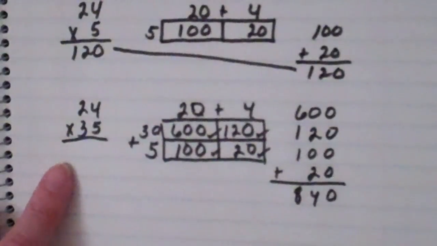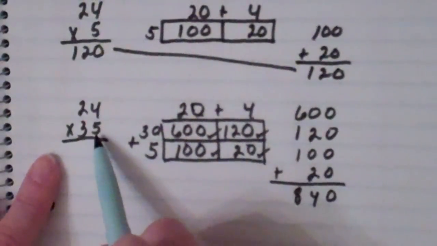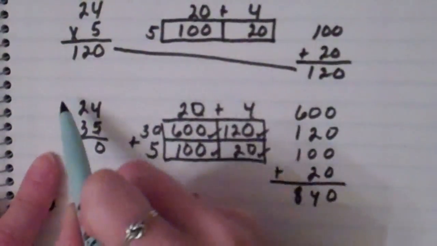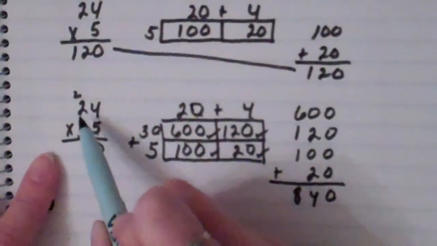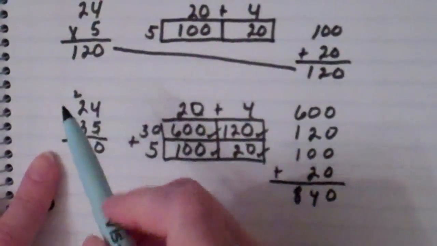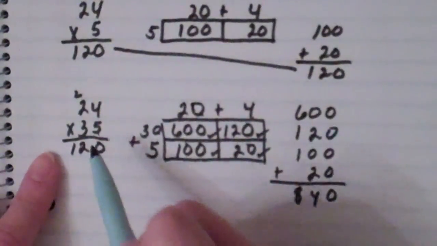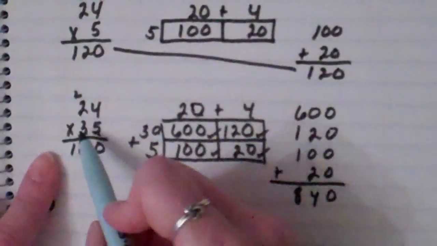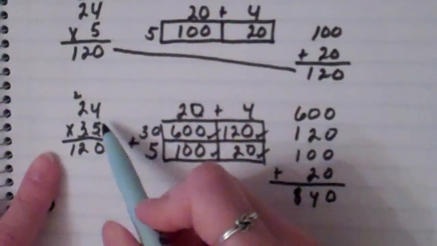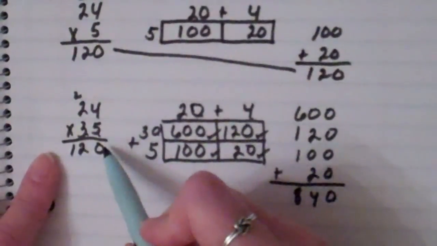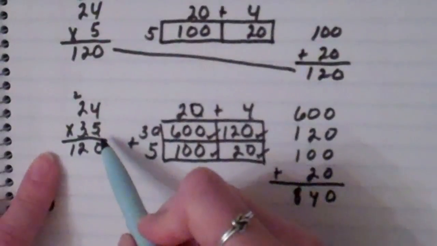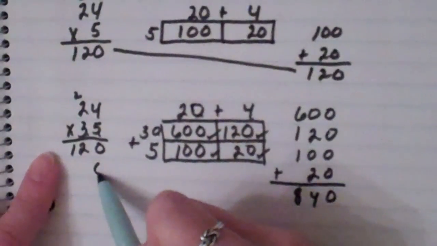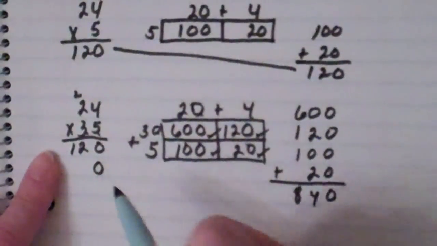Now to do this problem the traditional way, first step is 5 times 4 is 20. Put down the 0, regroup the 2. 5 times 2 is 10, plus the 2 that I regrouped is 12. Now I'm done with the ones place from this factor, and I need to move into the tens place. Because the 3 is in the tens place, I know from my patterns of zeros that anything that's a 10 times another number is going to end in a 0. So this is really 30. So I need to put in that 0 that it's going to end in because it's in the tens place.